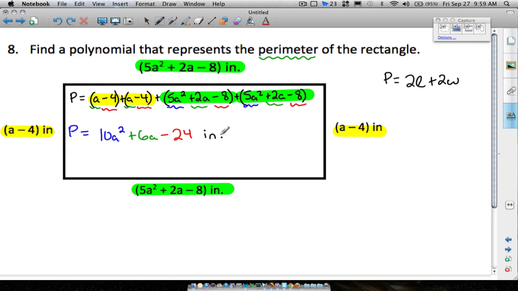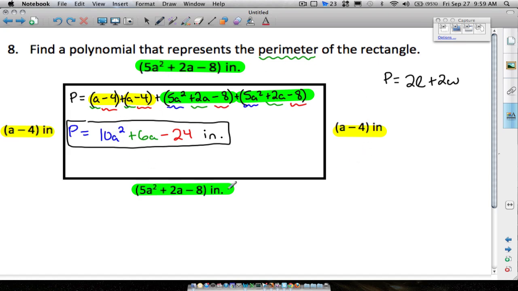The perimeter is 10a squared plus 6a minus 24 inches. So all we're really doing there is using an application of adding polynomials. And you can almost eyeball this now if you think about it. If you look at all the a squareds that you have around this rectangle, there's an a squared, there's an a squared. 5a squared, 5a squared is 10a squared.